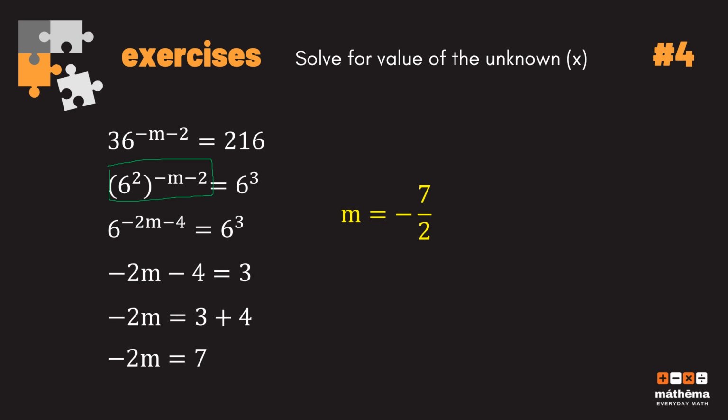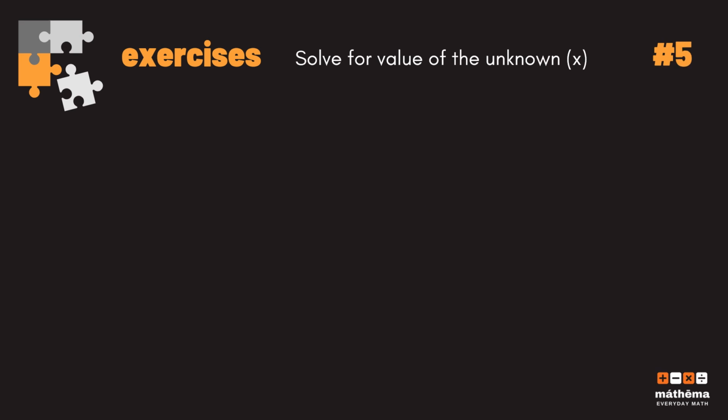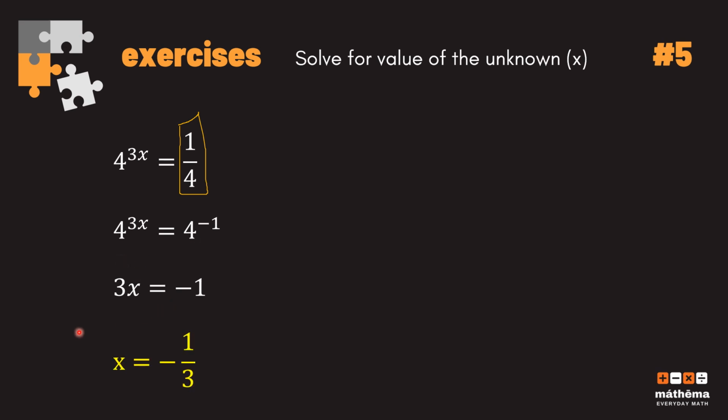For the fifth example, we have 4 raised to 3x is equal to 1/4. And again, since we have here a fraction, we are going to express this one as a whole number. So what will happen is we have 4 raised to 3x is equal to 4 raised to negative 1. And again, since the bases are the same, drop the base, focus on the exponents. So we will have 3x is equal to negative 1, or x is equal to negative 1/3.